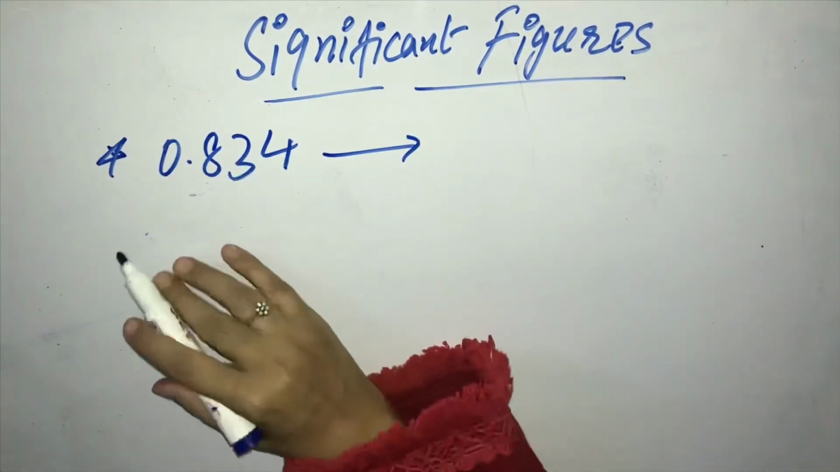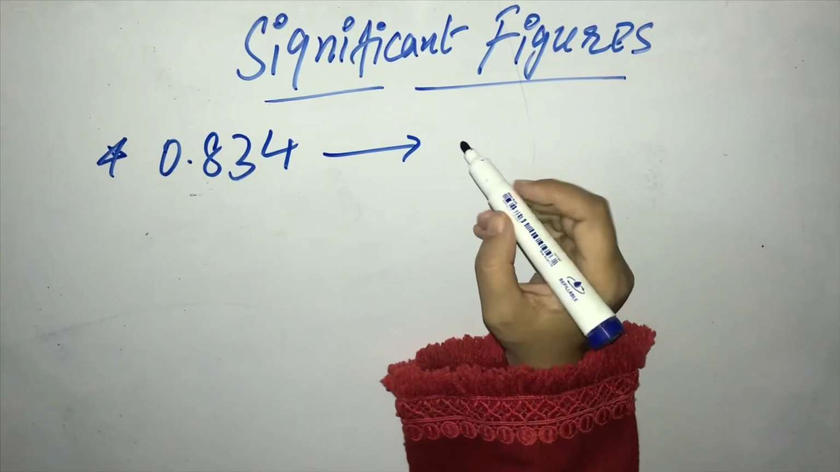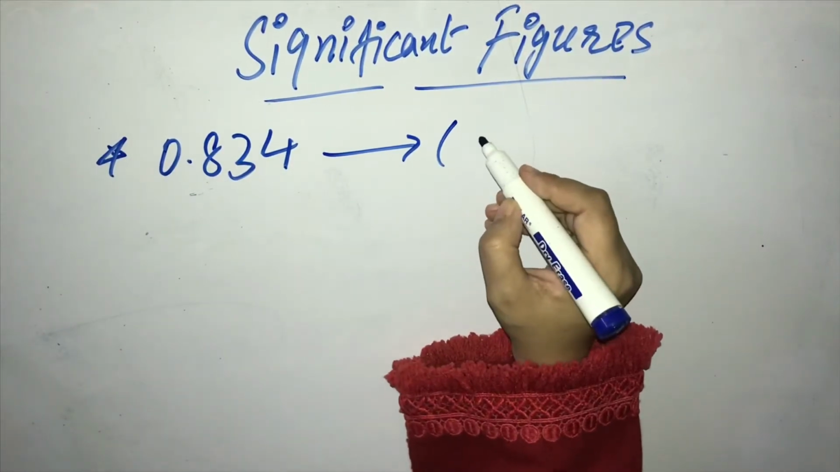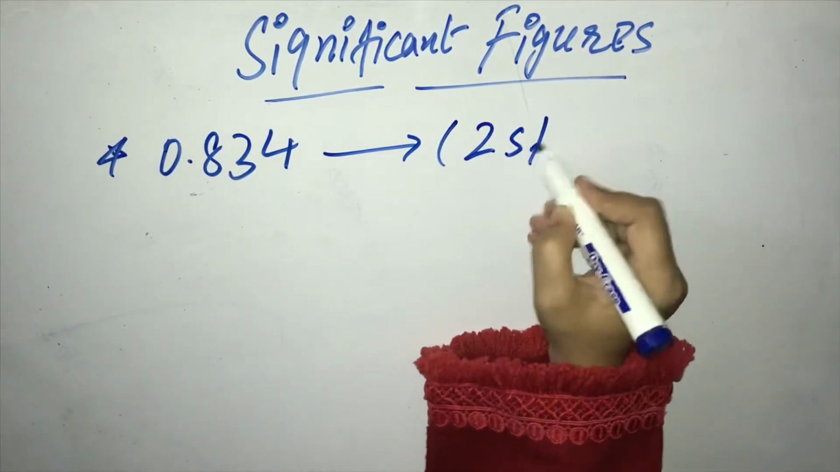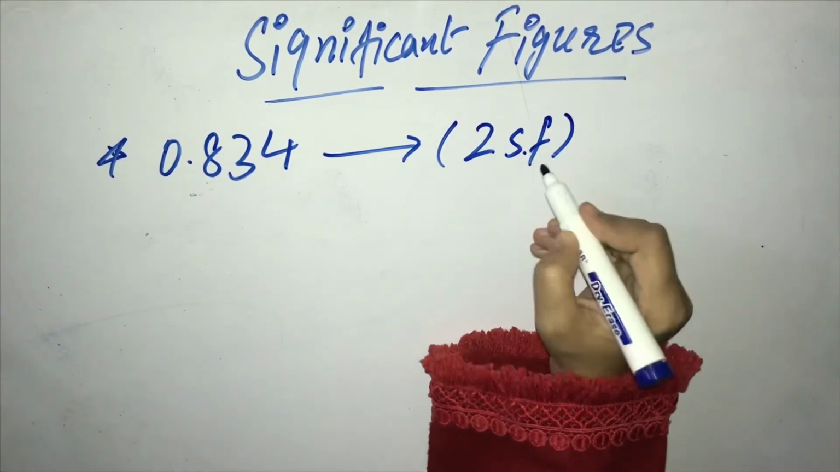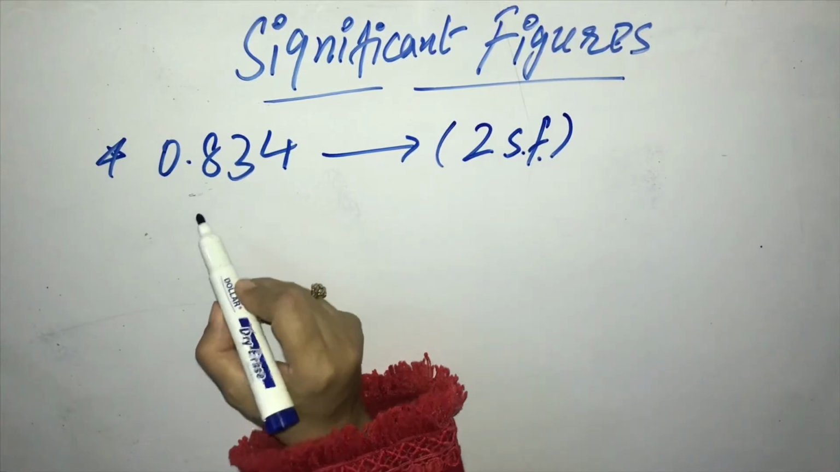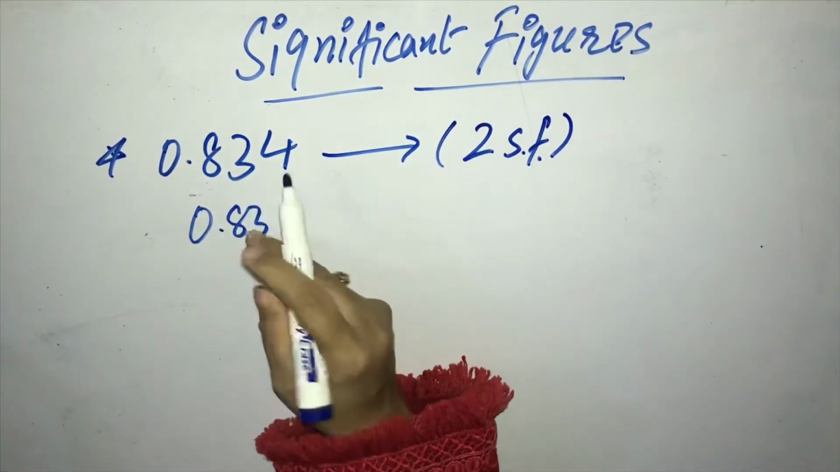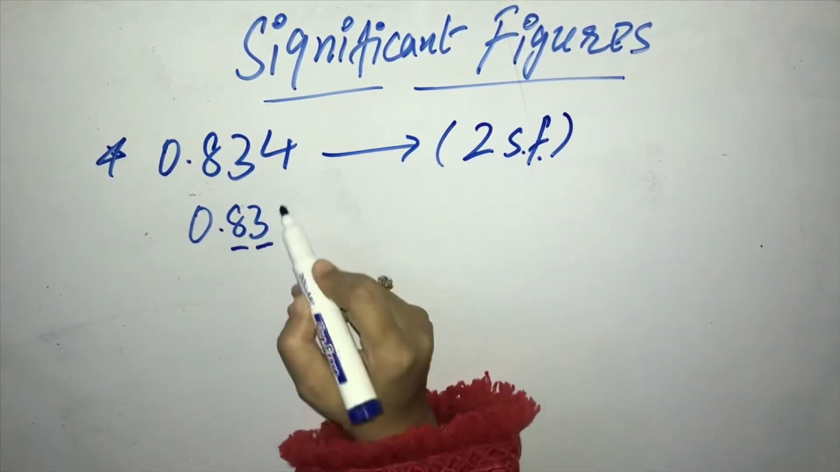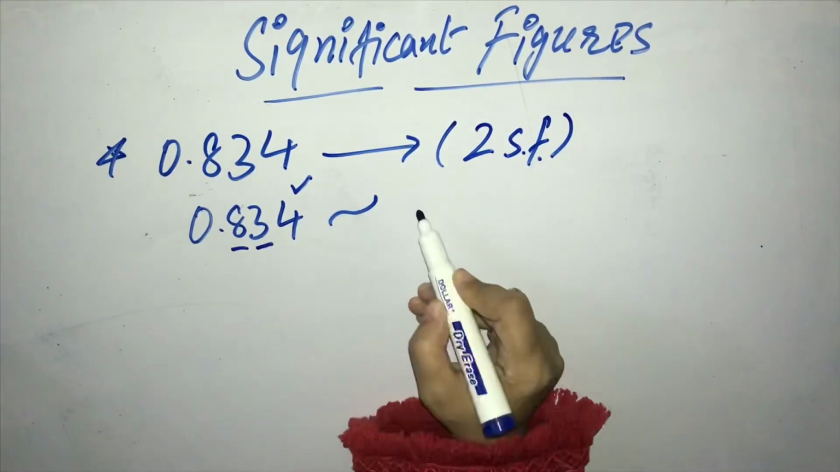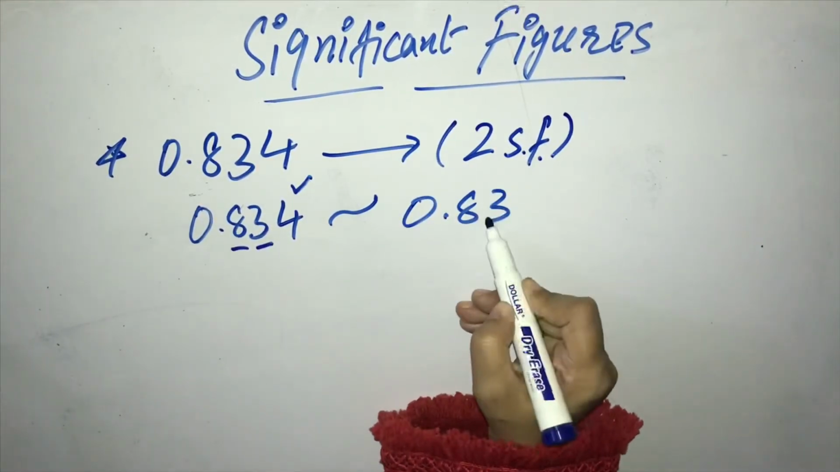The next example is 0.834. I have to write the answer correct to 2 significant figures. I can write it like this also. So 2 significant figures will be 8 and 3. 4 will be checked and my answer will be 0.83.